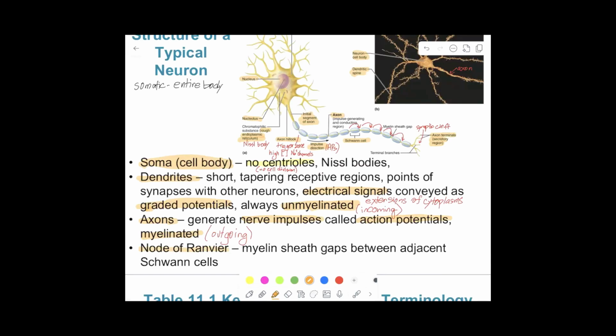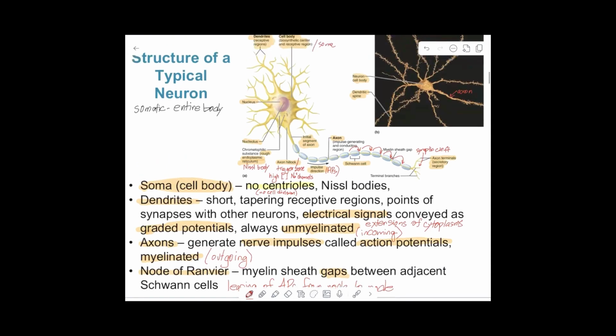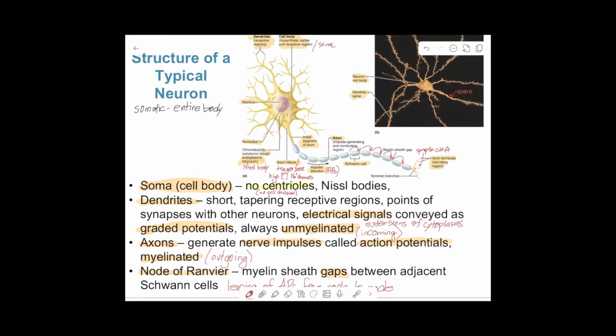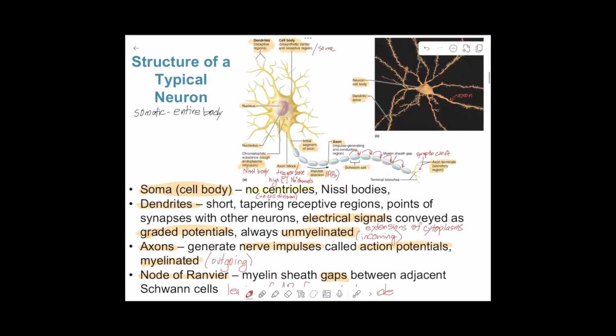The last thing on this slide is the node of Ranvier, which I've already mentioned. These are gaps between the myelin sheaths, and they allow for the leaping of action potentials from node to node. I know there's a lot on this slide, but you can always play it at lower speed, pause it, take screenshots, and go back and review it. The neurons are the most important cells found in the nervous system.